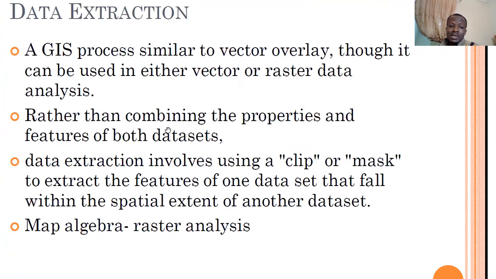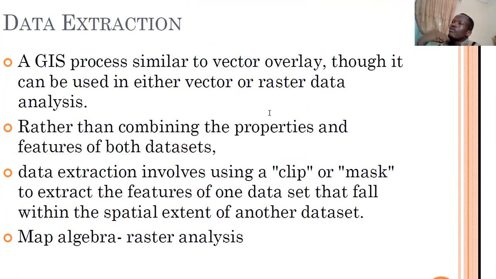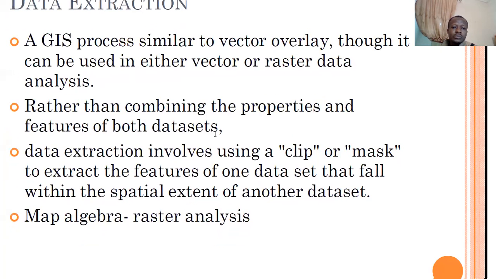We're saying that we can do that to extract data. All right, a GIS process similar to vector overlay, though it can be used. Overlay is only for vector GIS. Later we'll find out that vector is what we are talking about. Once we're talking about polygons, we're dealing with vector. All right, but it can be used in pictures as well. Is that okay? There's a lot we can do.